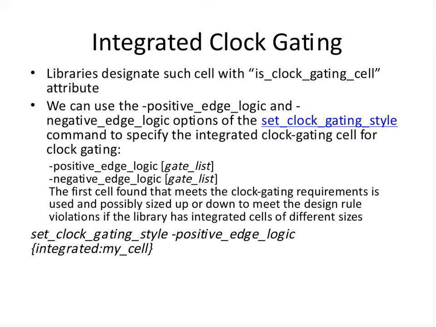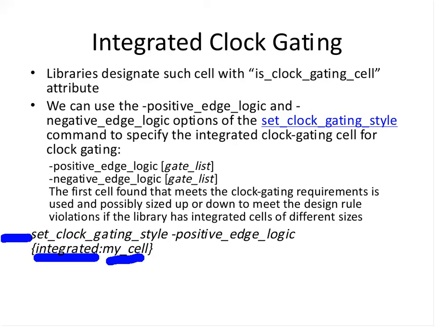This is one example of this command. Set clock gating style minus positive edge logic integrated, this is the library name and this is the cell name. By issuing this command we are telling our compiler that for clock gating for positive edge triggered logic, use my cell from the library integrated, right.